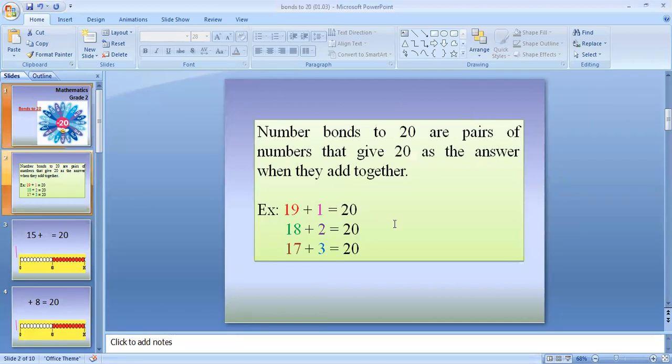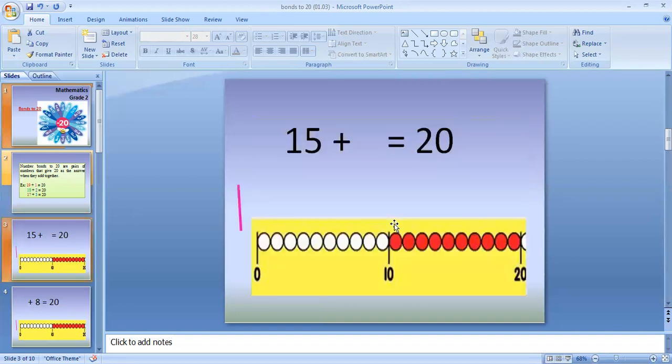Number bonds to 20 are pairs of numbers that give 20 as the answer when they add together. This is the same as 10. Number bonds to 20 means when we add a pair of numbers together, if it makes 20 as the answer, we call it a number bond of 20. This example will move to that, right?